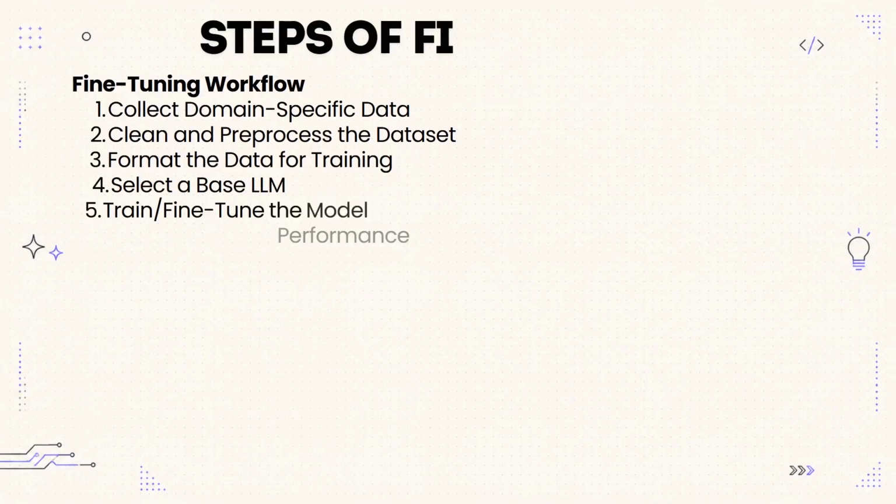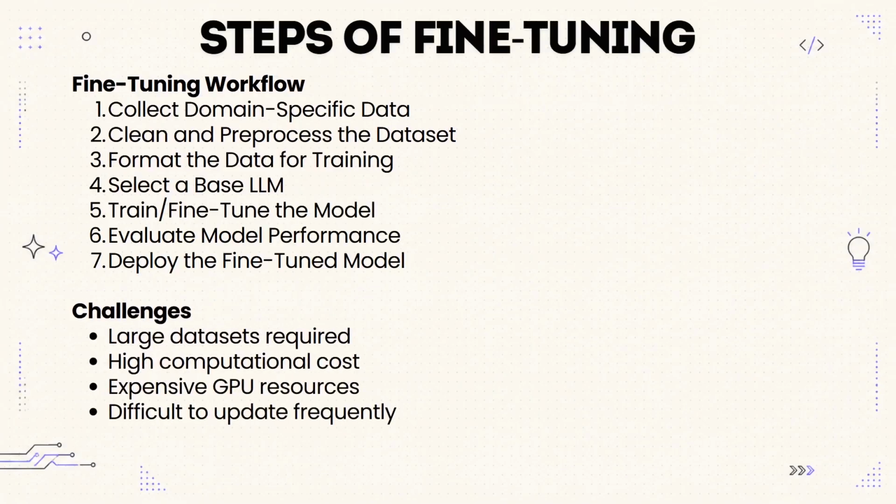So let's understand how fine tuning works. It first collects data, and then it will clean and pre-process the entire data set. It will remove duplicates, incorrect labels, and irrelevant information. Thirdly, it formats the data set according to the model's training requirements.